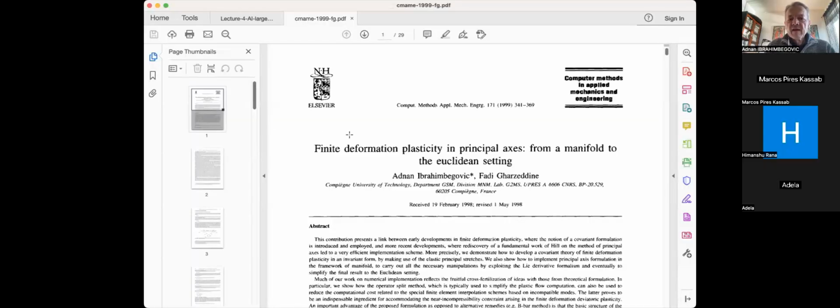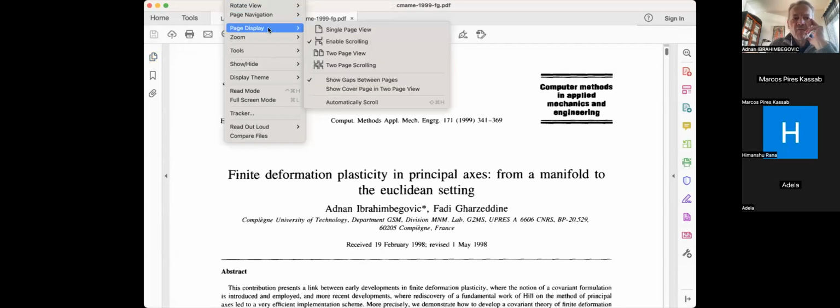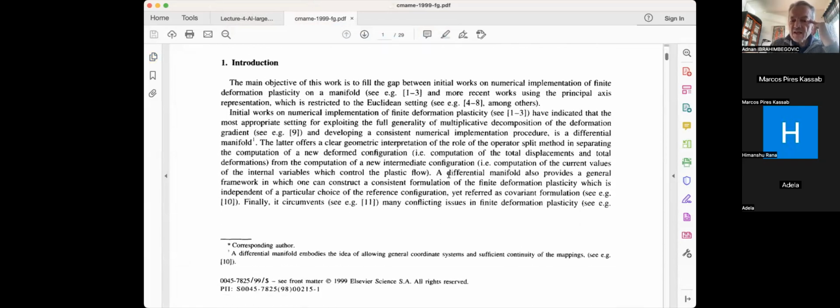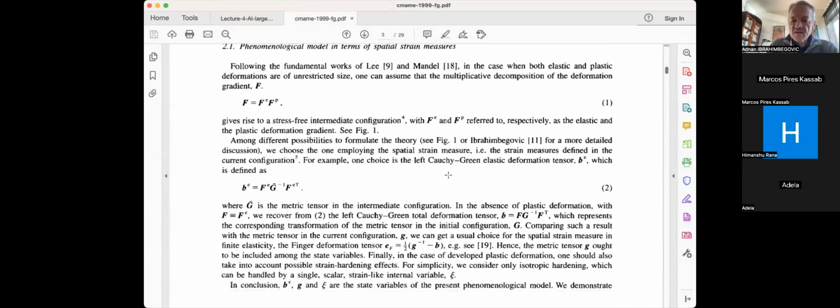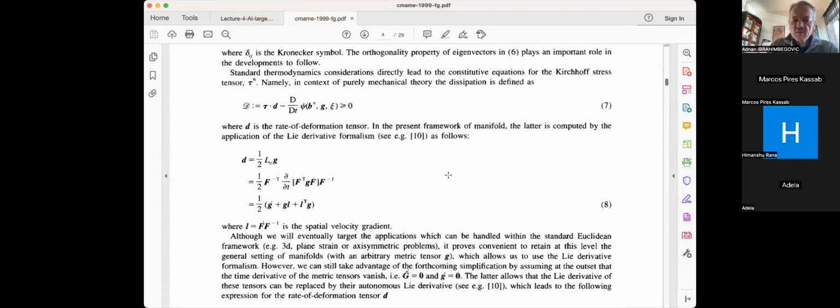So we have this one, and finite deformation elasticity. Okay, and it was going from manifold to a Euclidean setting. So we start with the story of manifold. We took this formulation that I presented as solids and structures. You have to repeat the story, whatever, just the minimum.